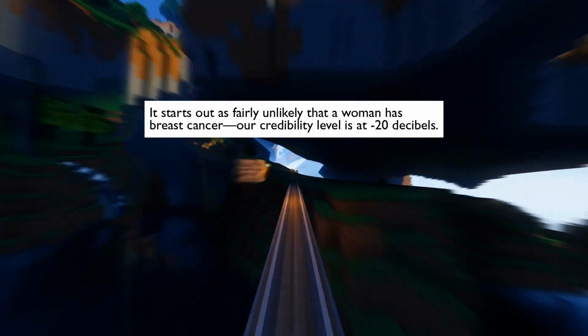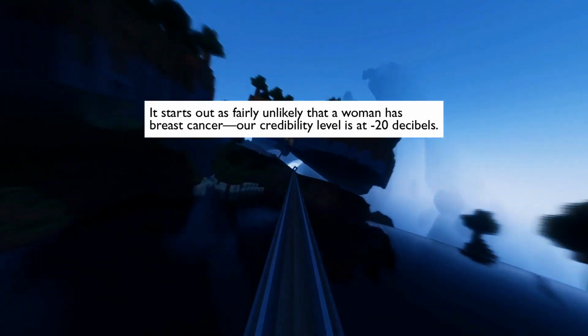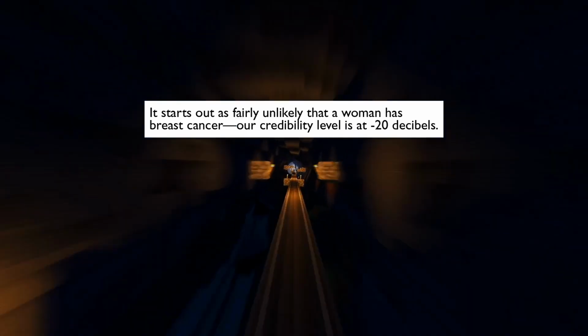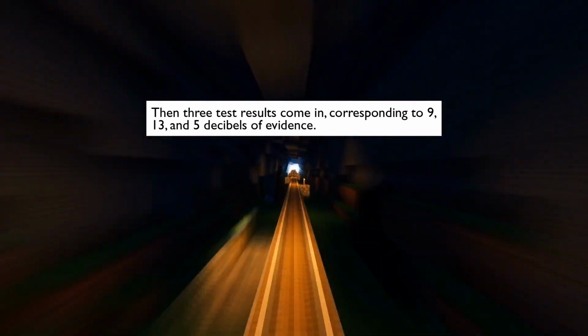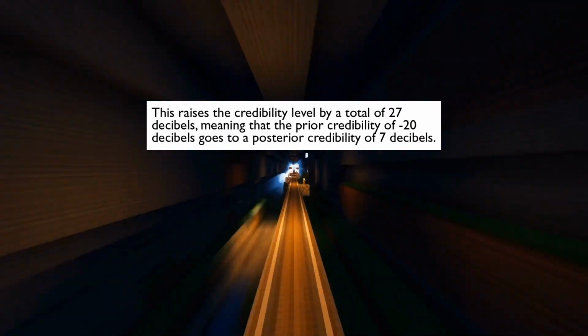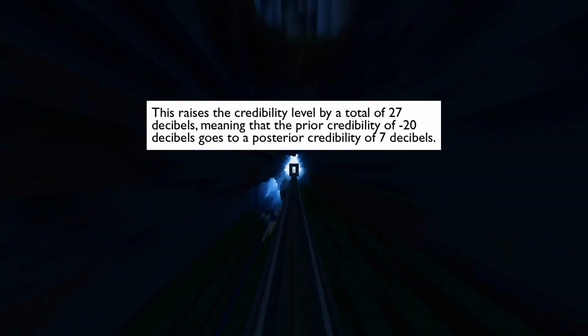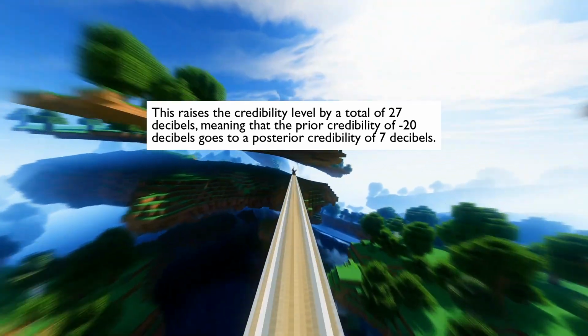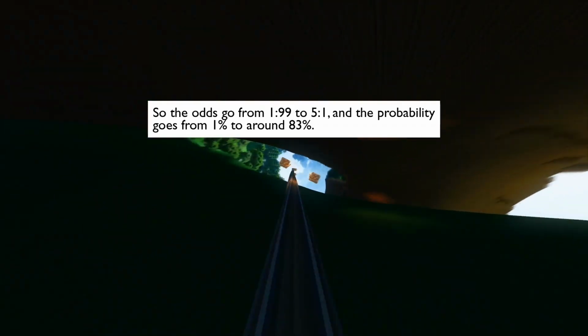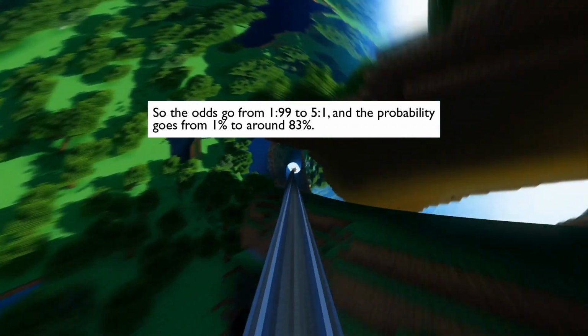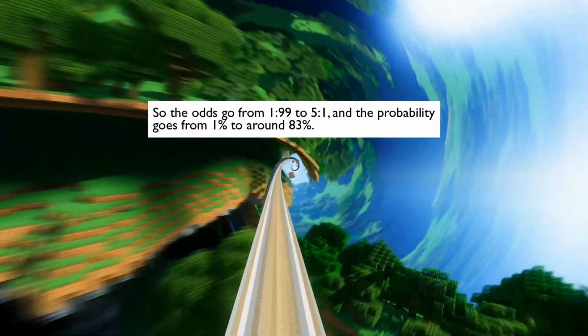It starts out as fairly unlikely that a woman has breast cancer. Our credibility level is at minus 20 decibels. Then 3 test results come in, corresponding to 9, 13, and 5 decibels of evidence. This raises the credibility level by a total of 27 decibels, meaning that the prior credibility of minus 20 decibels goes to a posterior credibility of 7 decibels. So the odds go from 1 to 99 to 5 to 1, and the probability goes from 1% to around 83%.